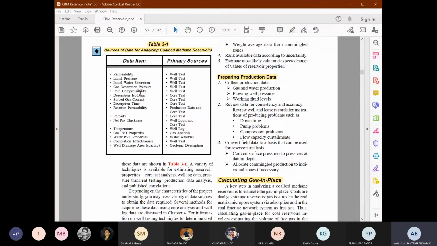Then the sorbed gas content. Sorbed gas content, you know that it is the summation of three components. First is the lost gas component, second is the adsorbed gas content, and third is the residual gas content, which you cannot take out from the coal. Okay, whenever you reduce the pressure, you will reach a point beyond which you cannot reduce the pressure. Okay, that pressure step is called the abandoned gas pressure.